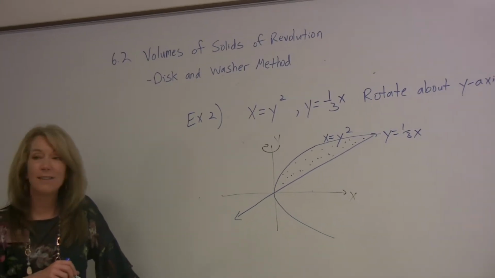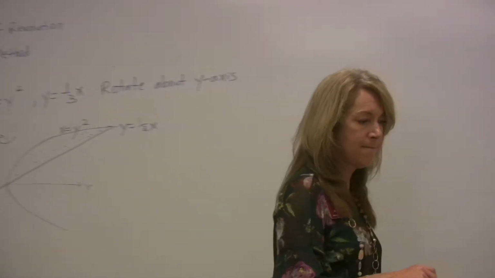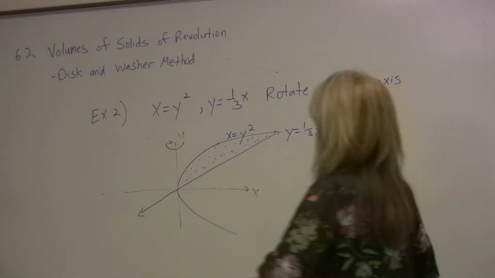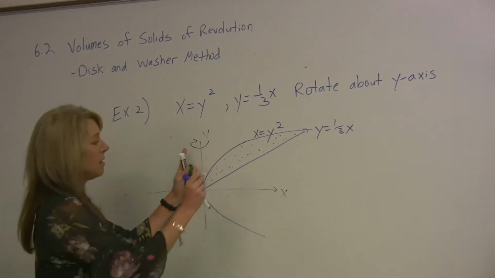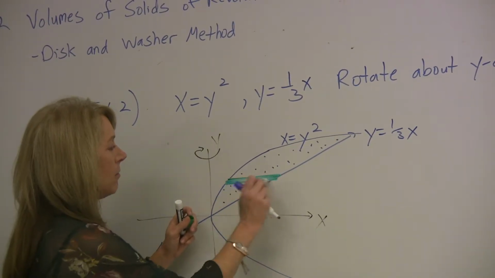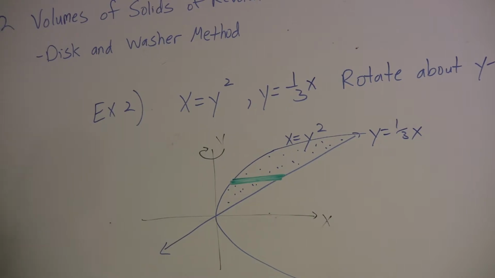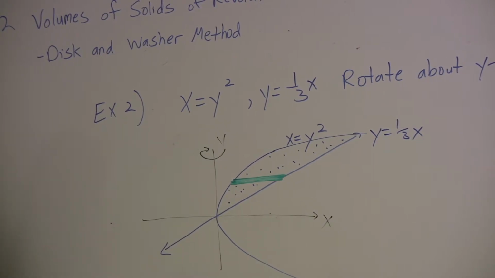I couldn't do it. Which way do I want to take the slice? Vertical or horizontal? Horizontal, because it has to be perpendicular, right? So this is where we're rotating. So perpendicular to that, I need a little slice this way. Always perpendicular to where you're rotating.